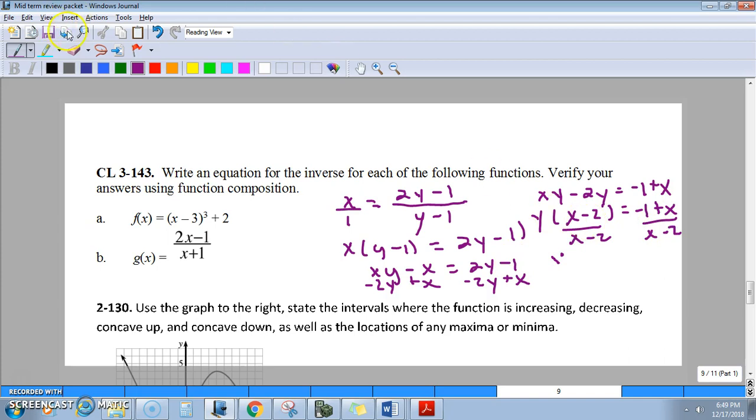And you get y, although, like I said, I should be writing that f inverse of x or g inverse of x. G inverse of x is equal to negative 1 plus 2x over x minus 2.